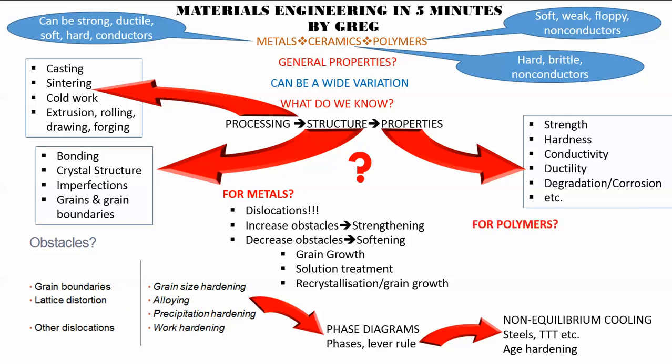For polymers, it's the same sort of concept. What we've got to work out is what gives rise to the changing of shape when we apply a load to a polymer. Well, it's not dislocations in this case. What it is, is the movement of chains past one another. So if we hinder chain movement or interchain movement, we get the same effect as we're hindering dislocations.